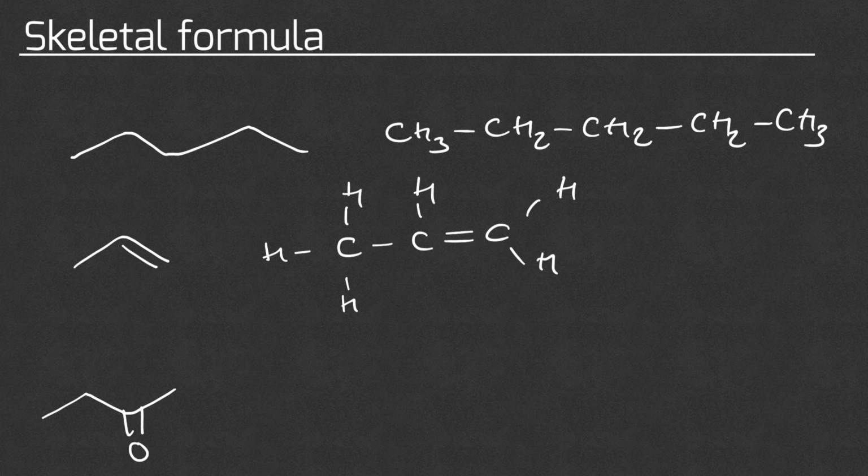We can show other functional groups, so for example, where there is an atom which isn't carbon or hydrogen, we would draw those on. So in this case, we've got 4 carbons, as we can see from the 4 points of the diagram, and on this carbon here, there is a double bond to an oxygen.